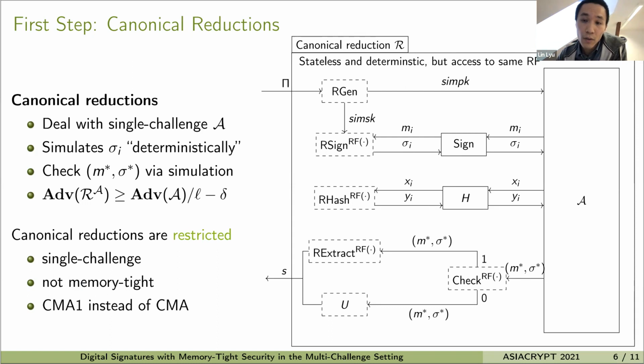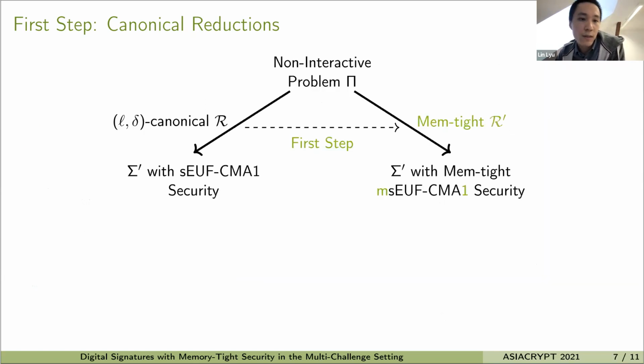However, canonical reductions are still restricted in many aspects. For example, it only deals with single challenge adversaries, and it is still not memory tight because it needs to simulate a random function. And it only works for a weaker security notion, which is the CMA1 security instead of the normal CMA security. Despite these restrictions, we are able to use canonical reduction together with a memory-tight pseudo-random function to show a good result.